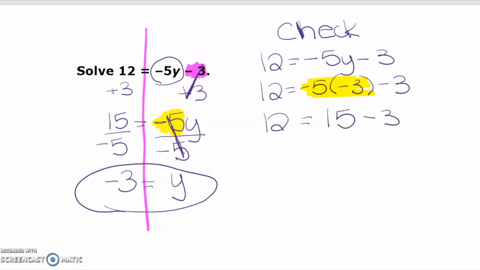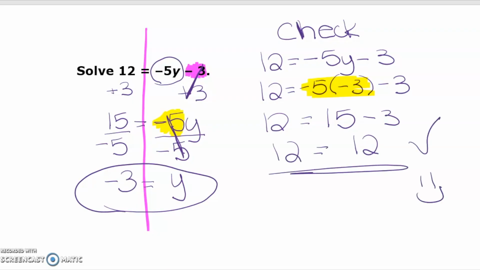Again, I might want to put a Post-it over here so I'm not tempted to kind of cheat. 15 minus 3 is 12. I wanted 12, so I know, okay, I'm all good. I didn't make any mistakes. I've got that correct. I went through all those steps together. So there we go, two-step equation. Let's try another one.